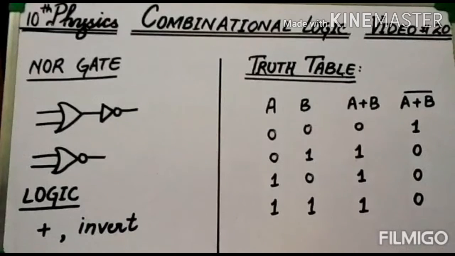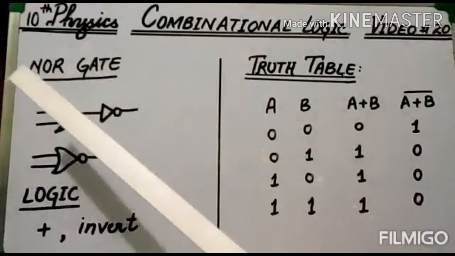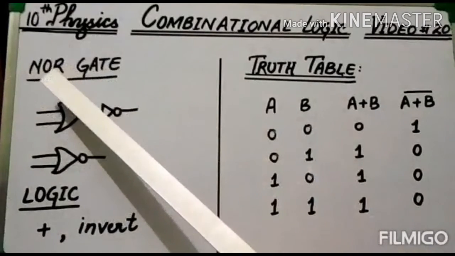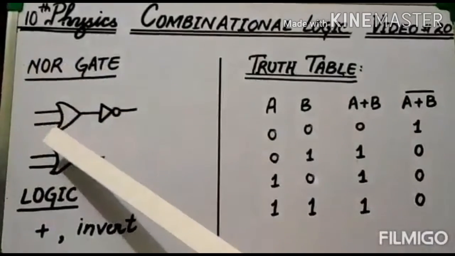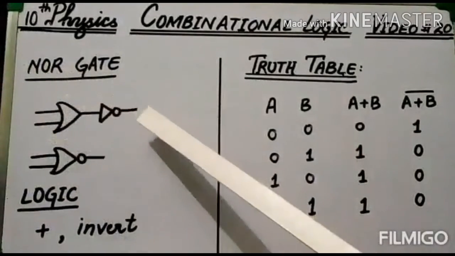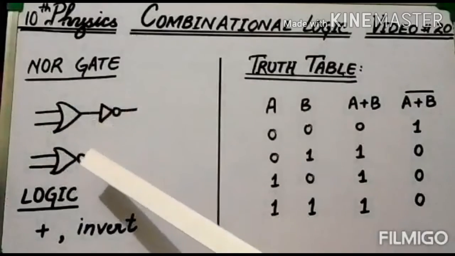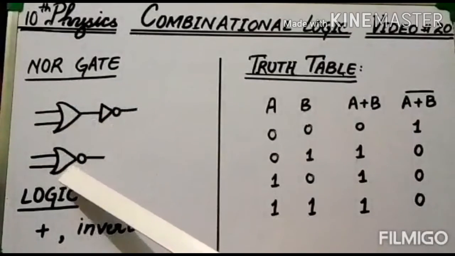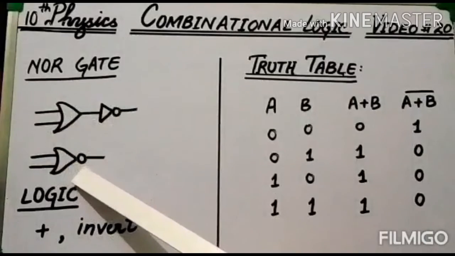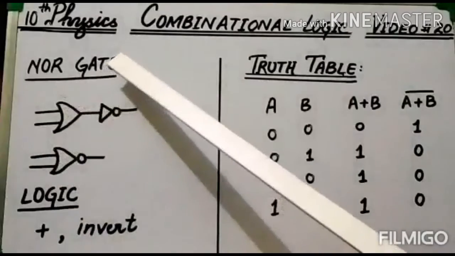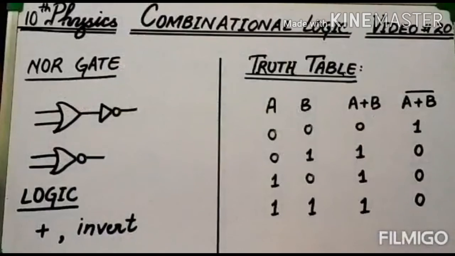NOR gate is the second combinational gate. It is a combination of OR gate and NOT gate. The output of the OR gate is given to the NOT gate, and when we go for a symbol, the OR gate symbol with the bubble at the end is the symbol for NOR gate. What is the logic? The logic is first to add the inputs and then to invert them.